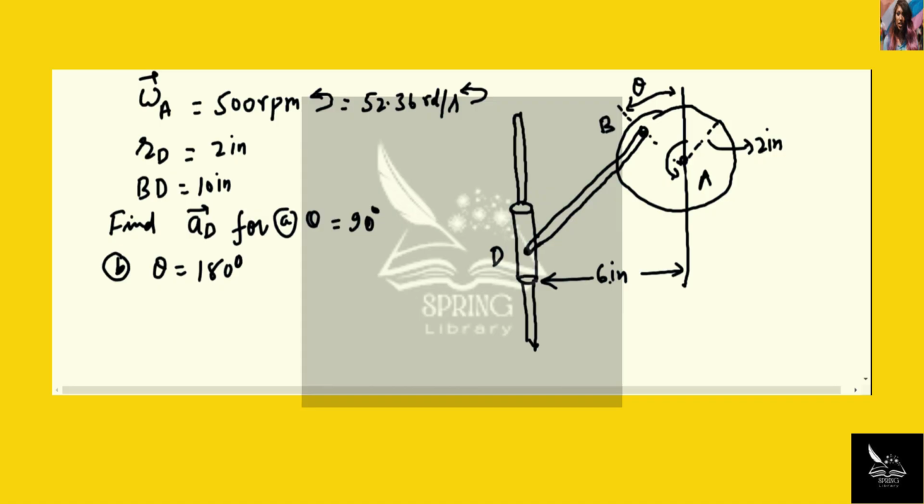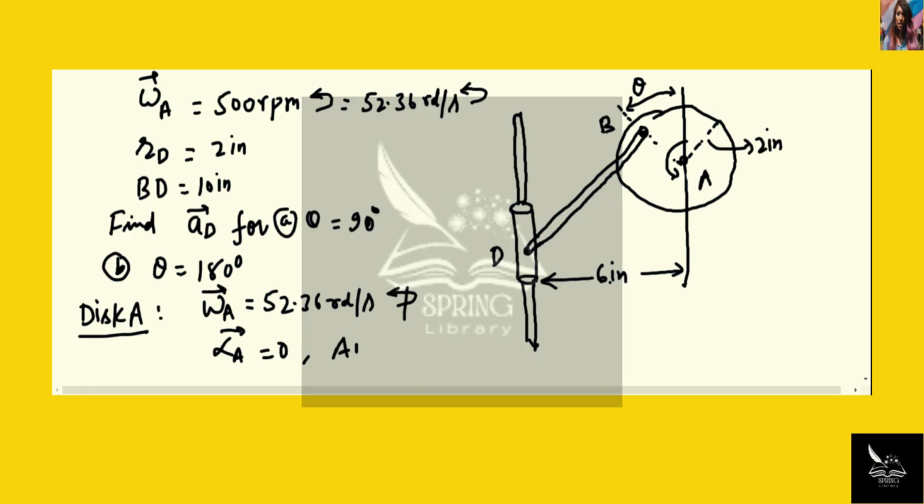Solution for disk A. We are solving for disk A. The angular velocity, already I have written 52.36, again I am writing 52.36 radian per second in the counterclockwise sense. The radius of the disk AB is 2 inch.